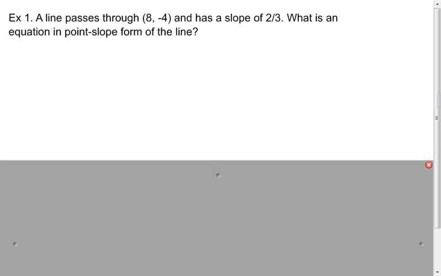Right, how do we use this thing? A line passes through the point (8, negative 4) and has a slope of 2/3. What is an equation in point-slope form of the line? So, point-slope form, y minus y1 equals m, parentheses, x minus x1.